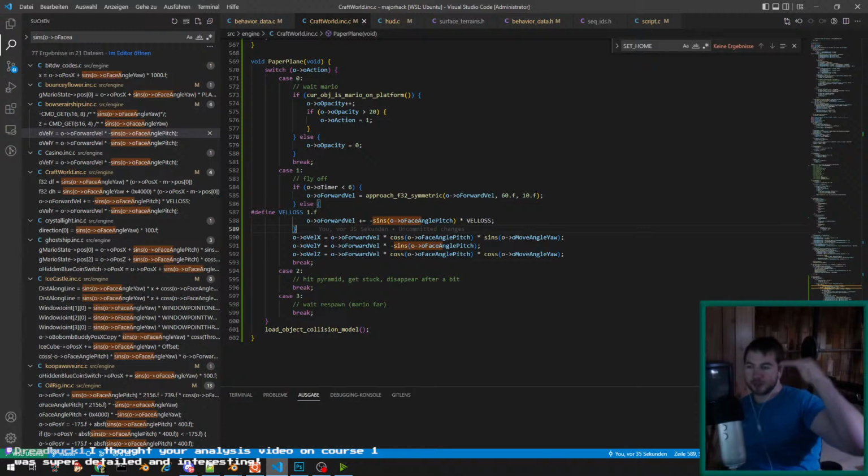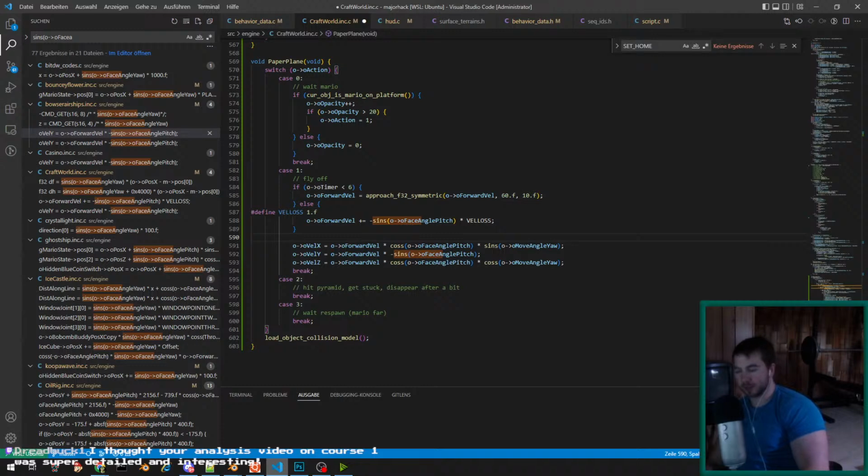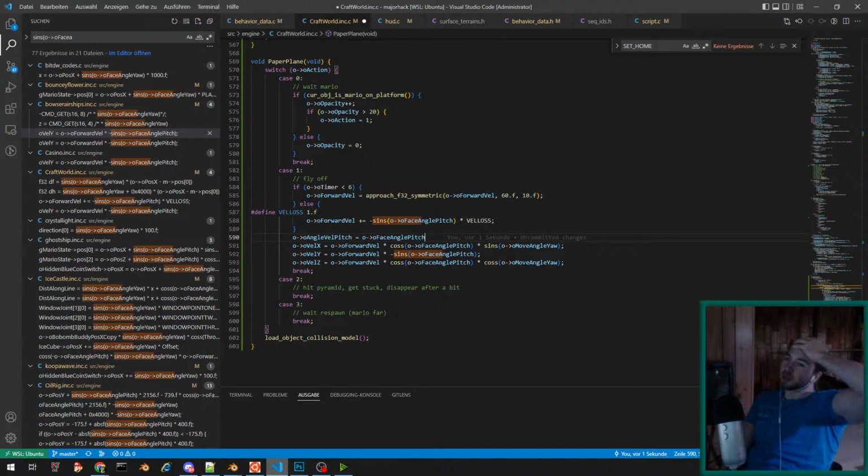So I want this to be like, while it's going up, it should go further up, and then all the way up, it should lose velocity, I think. So it should depend on both the current phase angle pitch and the forward velocity.